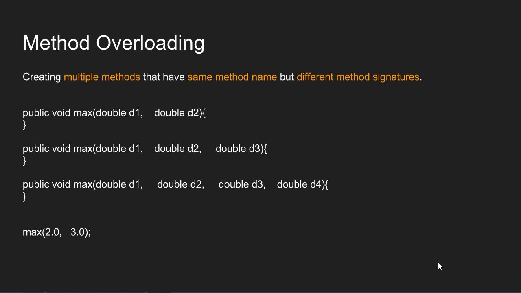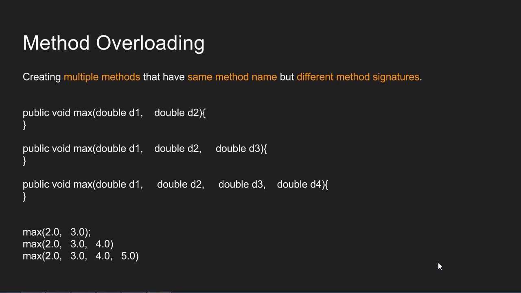Because that is a method signature, right? I mean the method name followed by argument types. So double, double, that is the first one. If we pass 3 values, the second method will be invoked. If we pass 4 values, the third method will be invoked.